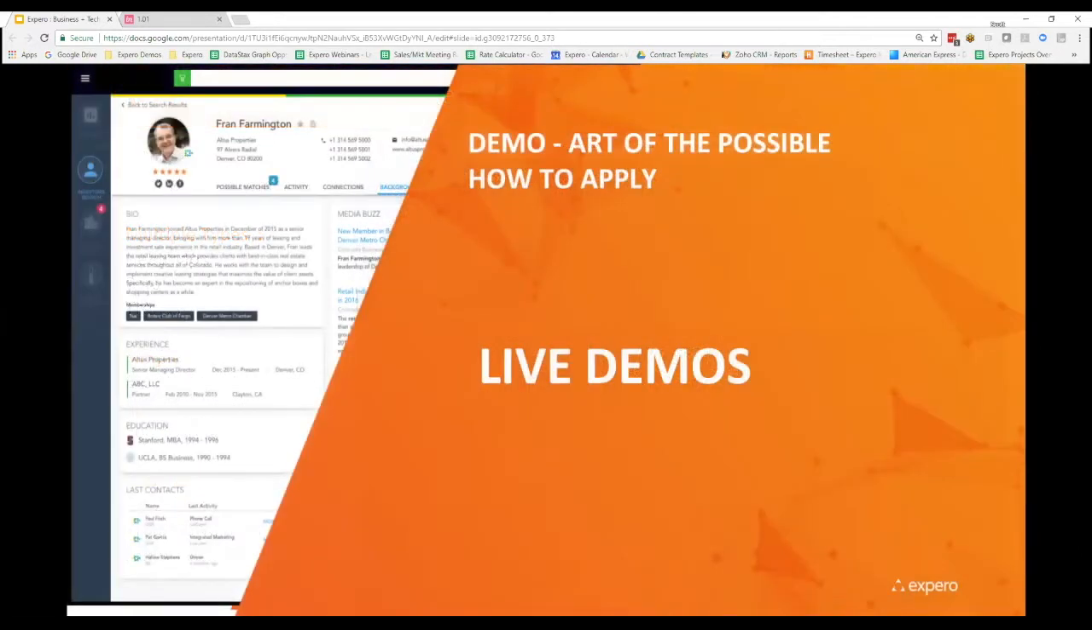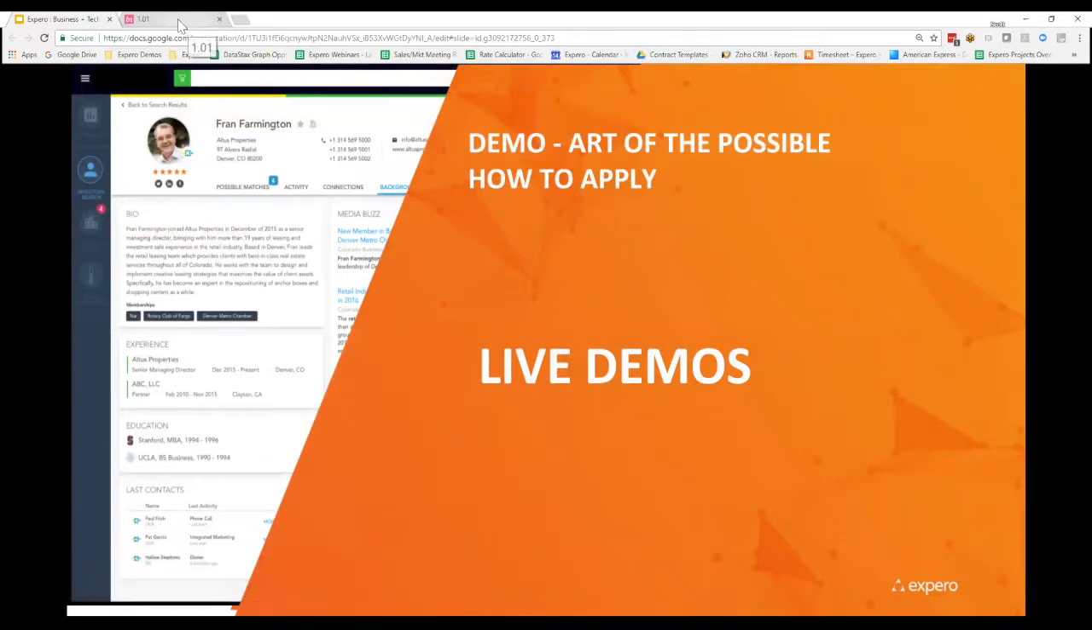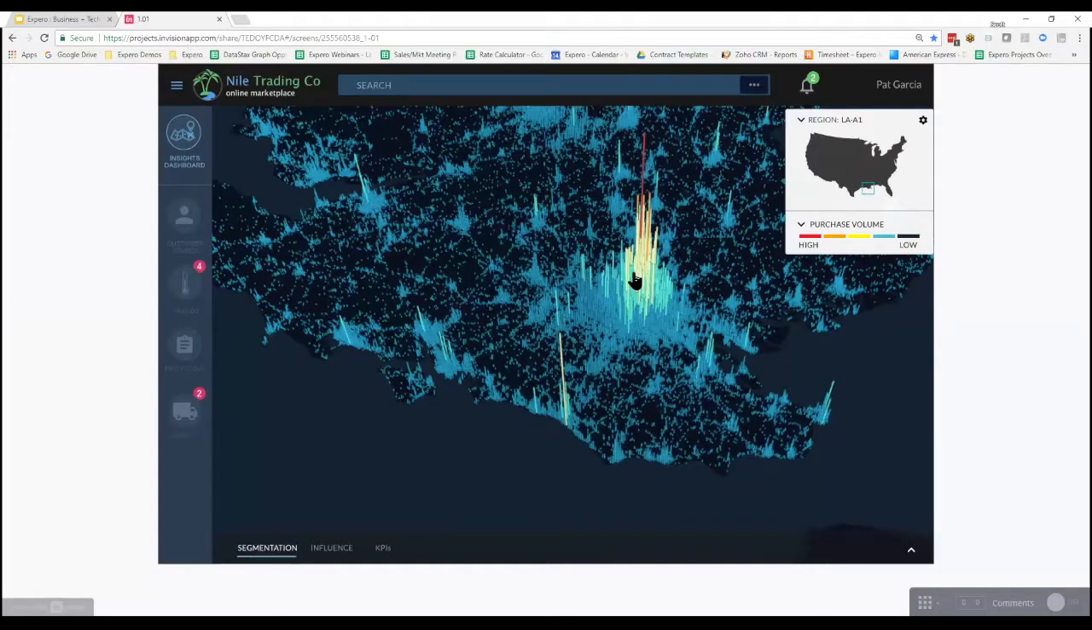Okay, so now let's go look at an application. And I think Graham set the table. We talked a little bit about what Graph does for us and the things that we can do. And now we've got an application in front of us. And this is, again, for our Nile Trading Company. This is a global company that sells goods and services all over the world.